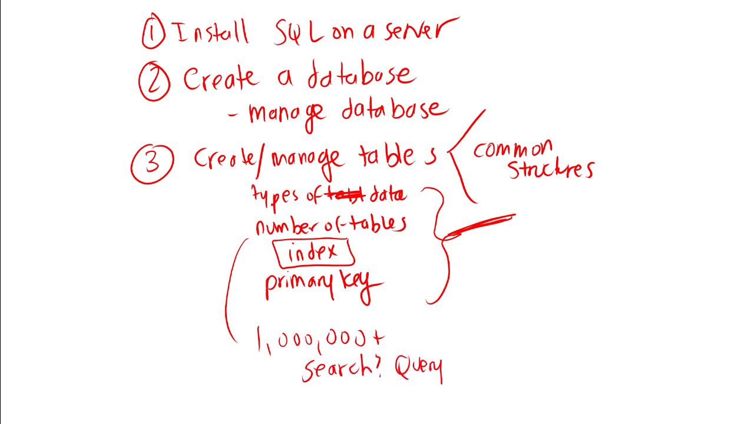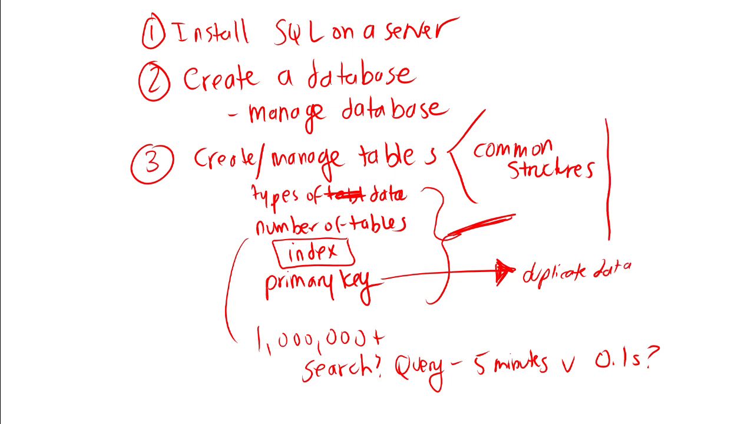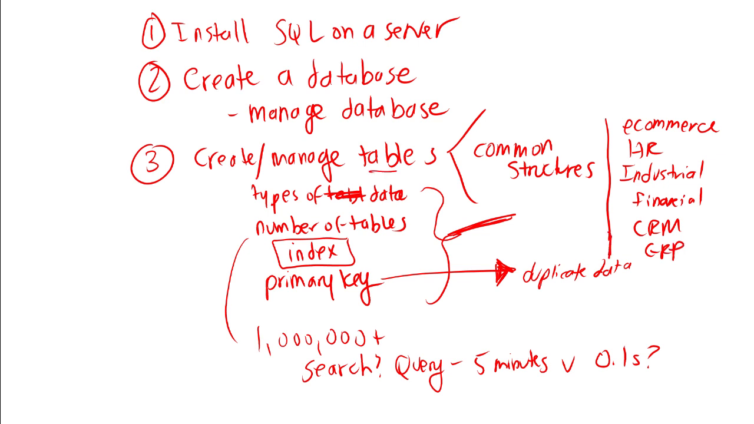Query could take 5 minutes versus 0.1 seconds. Or if you choose a wrong primary key, you may have duplicate data. That won't help. So think about what you're building and then are you building an e-commerce, an HR application, an industrial application, financial, CRM, ERP, and then you can think about the type of data that you're going to store.